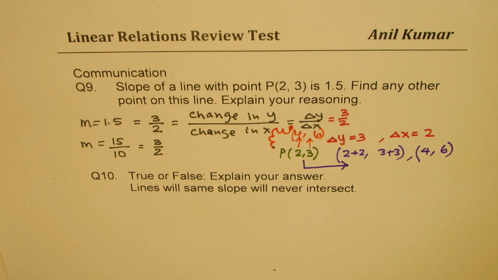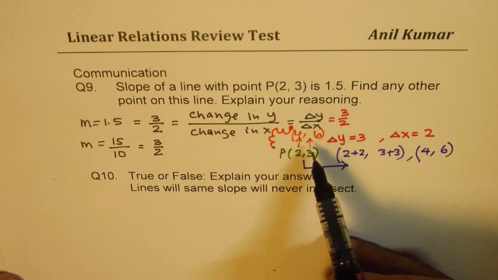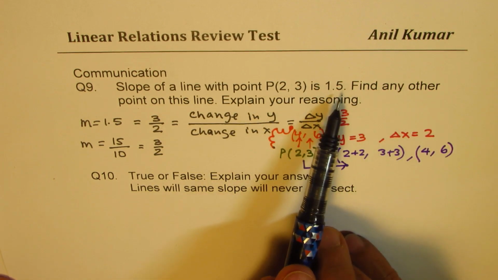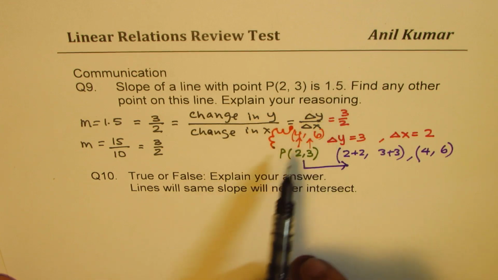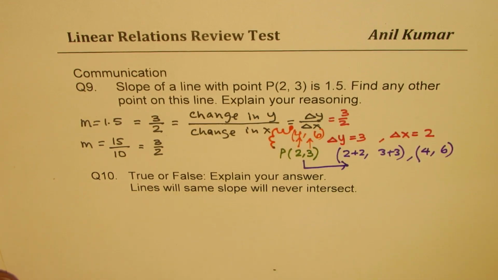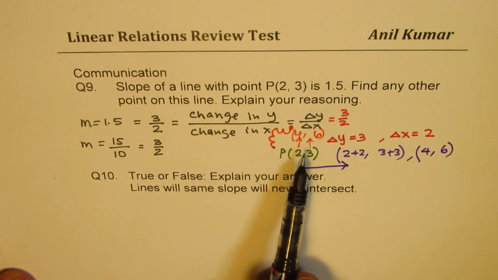So we will actually find a point from the very definition of slope. The alternate method, of course, is you can write your equation y equals to mx plus b and then find another point, correct? But this is a simple, straightforward method. I hope you understand and appreciate it, right?